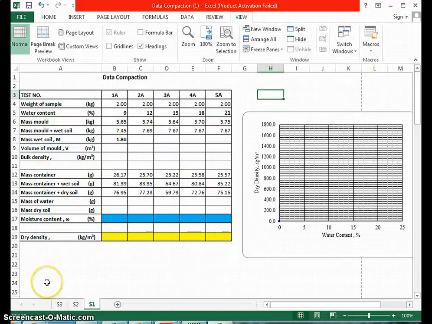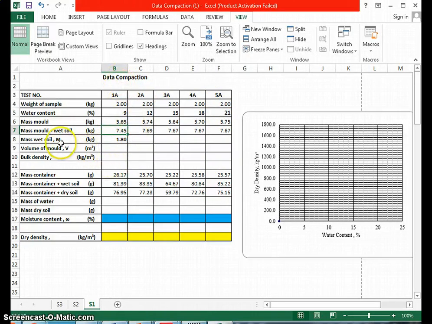Okay, that's all for the slide, but I would like to show the video and also the data. Okay, so this is an example of your soil compaction data. I already gave you the weight of sample, initial one, 2 kilogram, initial water content, the mass of the mold without soil, and the mass of the mold with the soil which has been compacted, this one. So you have 5 different sets of results.